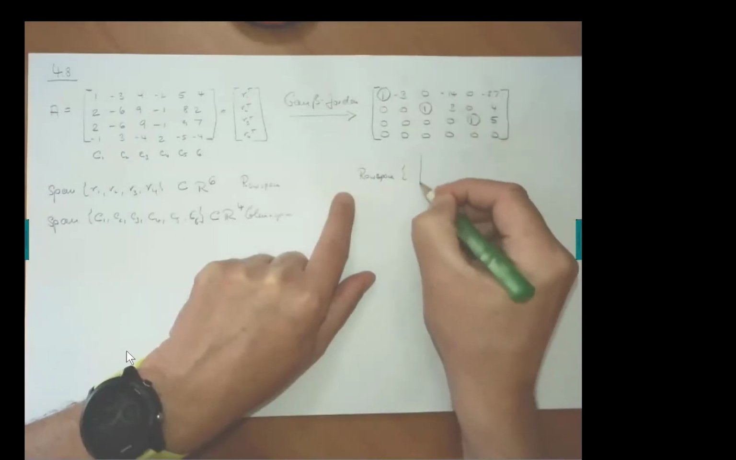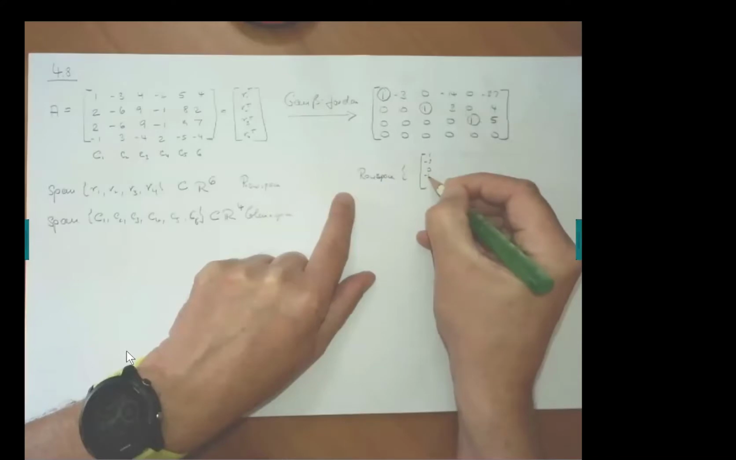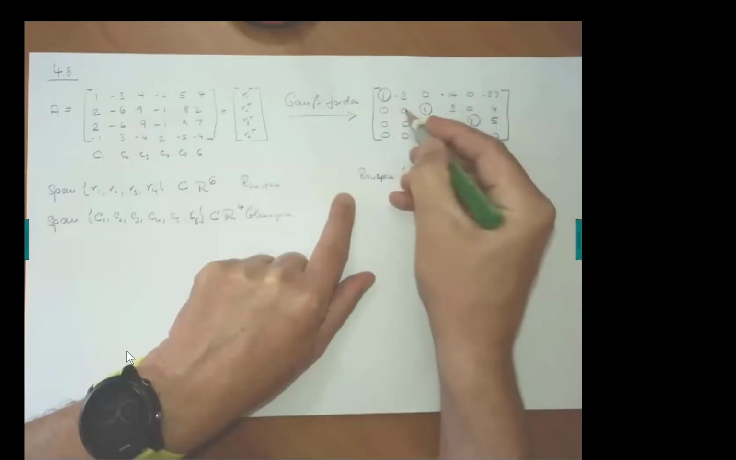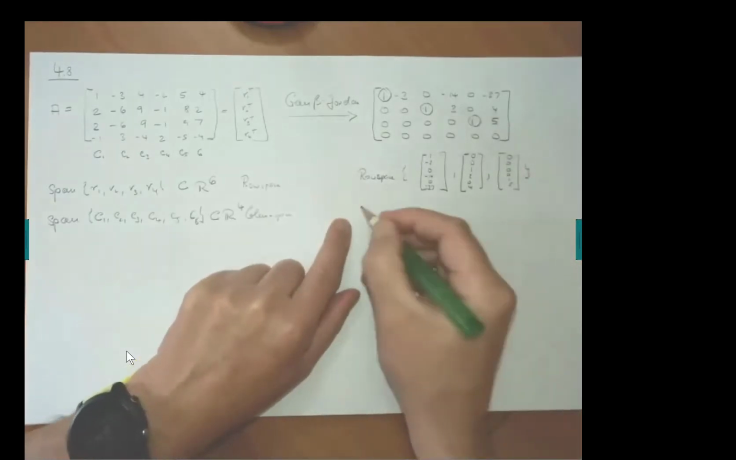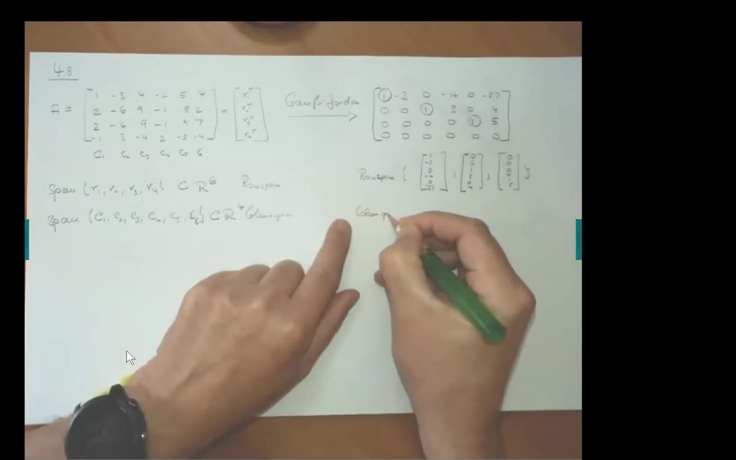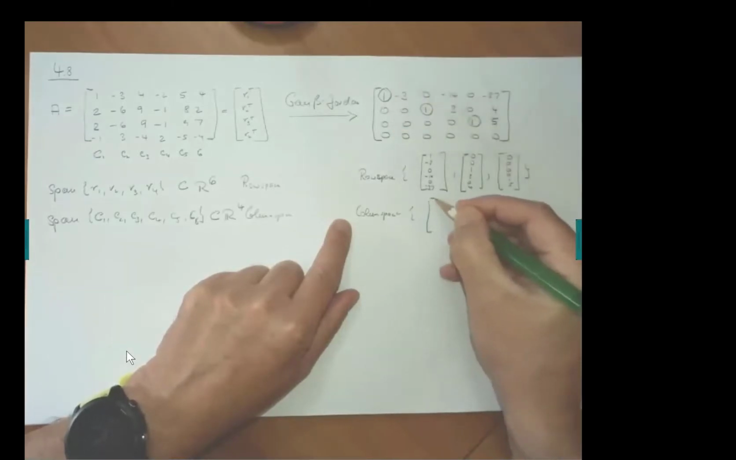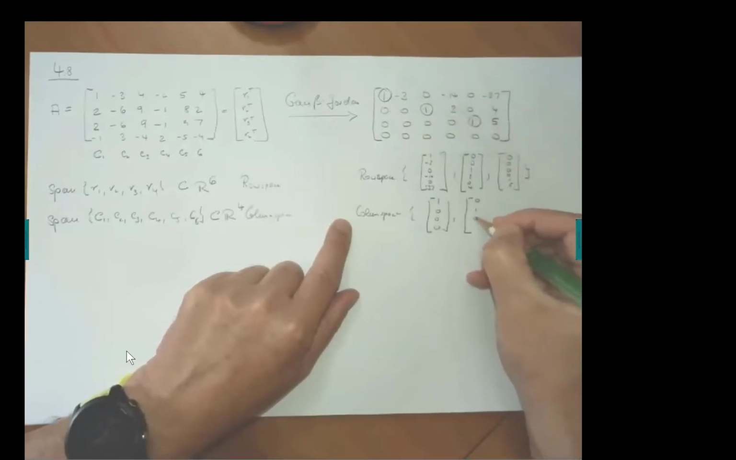This time I write the vectors. The first row is 1, -3, 0, -14, 0, -37. Then we have 0, 0, 1, 3, 0, 4. And then the final row we need is 0, 0, 0, 0, 1, 5. And then we also have a column space here, which is given by the first column, the third column. I just take the columns with the leading ones.